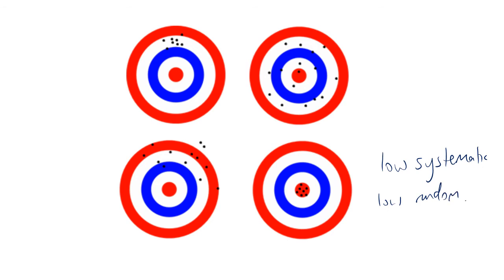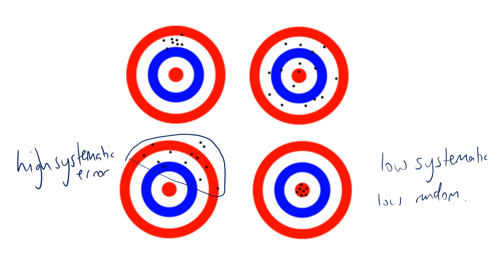Okay, let's have a look at this one here. We can see that all of the shots have been skewed to one side, right? And they're not even clustered very closely together. So this has high systematic error, which is what we don't want. That's why they're all skewed to one side. And it also has high random error.